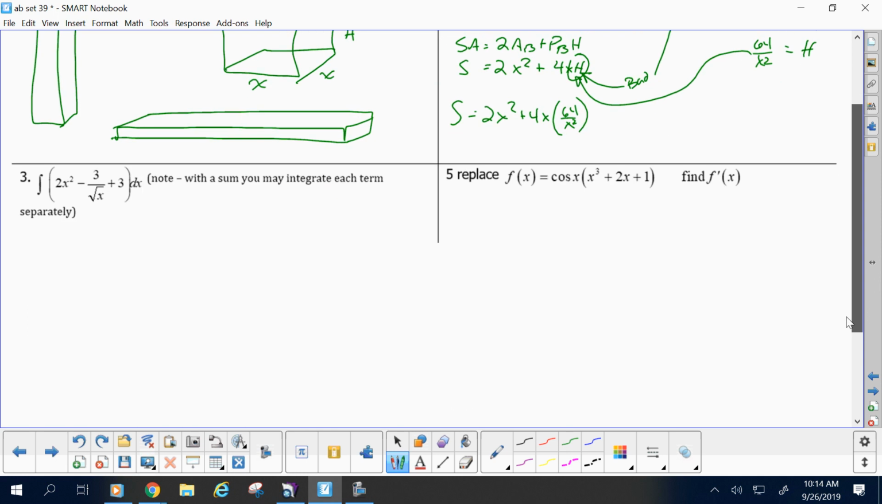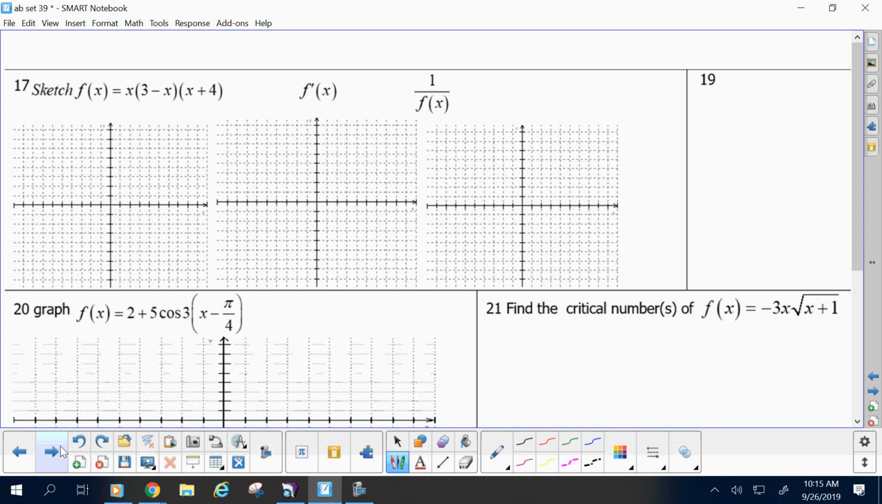Number 5, make sure you use the product rule here, not a chain rule. Some people think that's cosine of something. It's not. It's cosine of x times something. It's product rule, not chain. Number 21, is that a replacement or book? All right, that's a hard one.